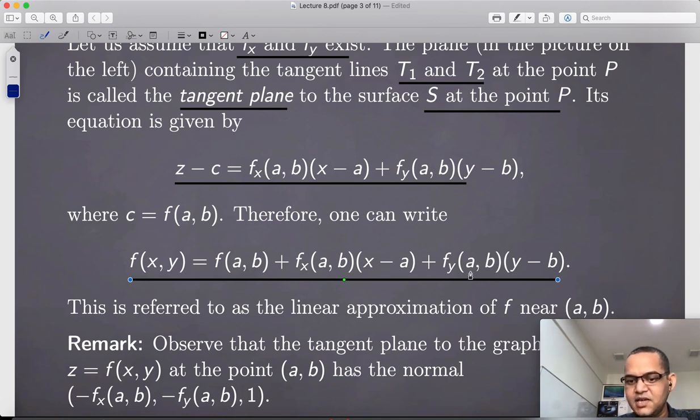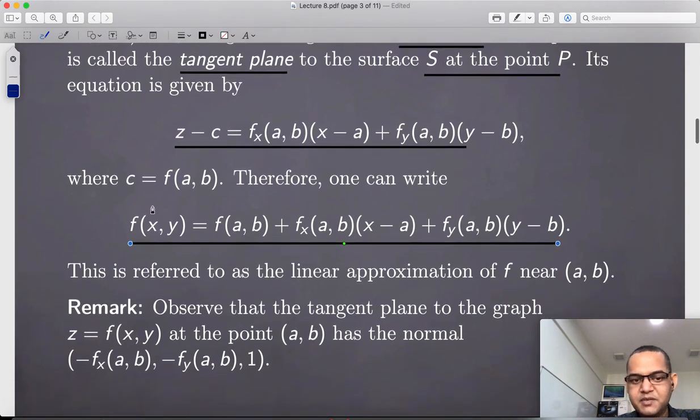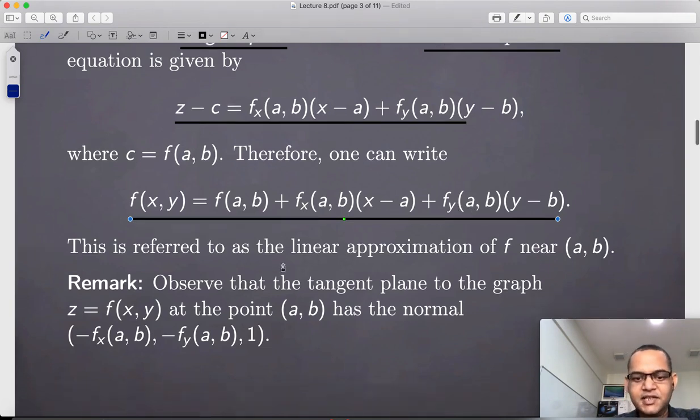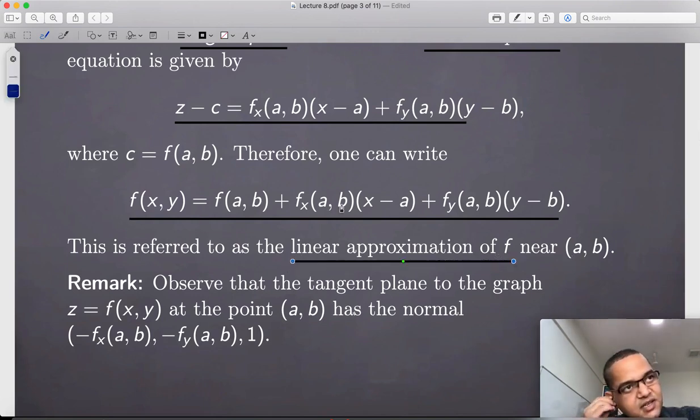There are two more constants. So the advantage here is that you are able to approximate this f near the point (a, b) in terms of a linear equation. So this is called the linear approximation of f. You have to keep in mind that this is not a global situation. We are talking about the point (a, b) and a small neighborhood of that.